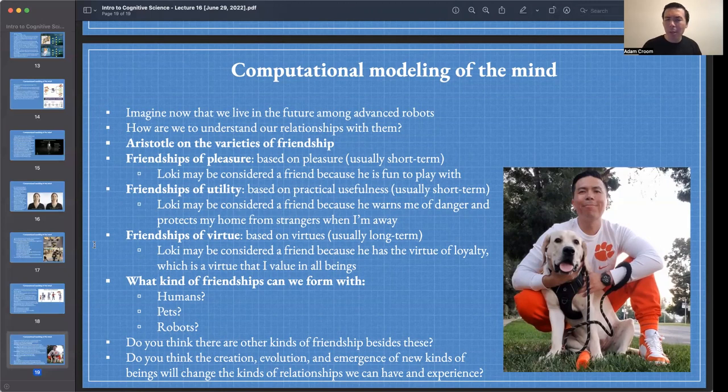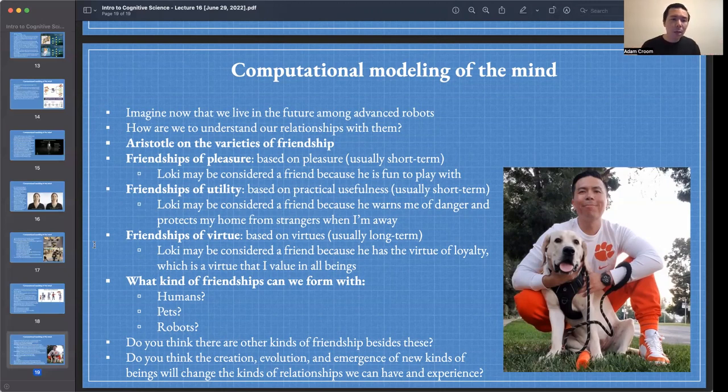And just some final questions for today: do you think there are other kinds of friendships besides these three types? I encourage you to reflect on the different friendships that you have in your life and ask yourself what the different varieties of friendship are.